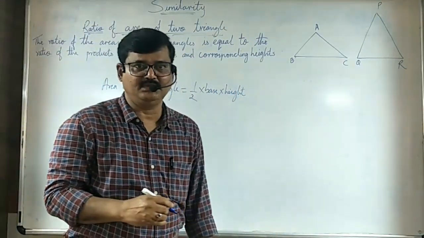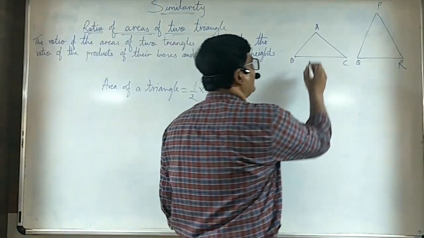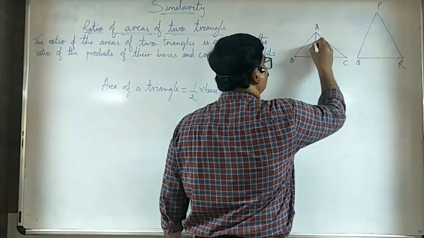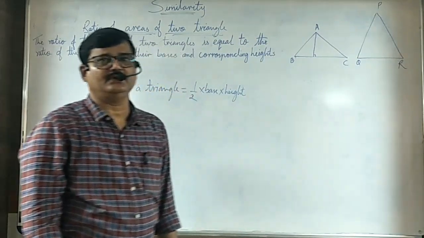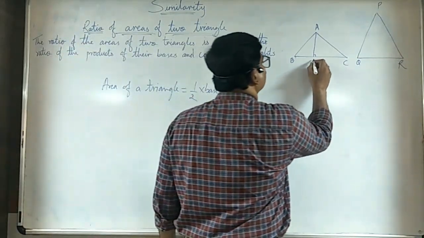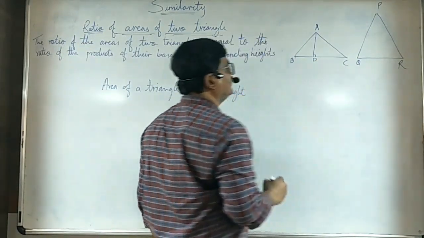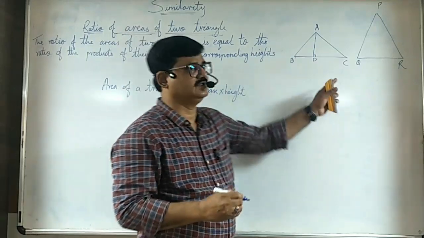If I take the base BC, I have to draw a height from that. It has to be perpendicular to the base. So can I give a name over here? AD is the height, and BC is the base.